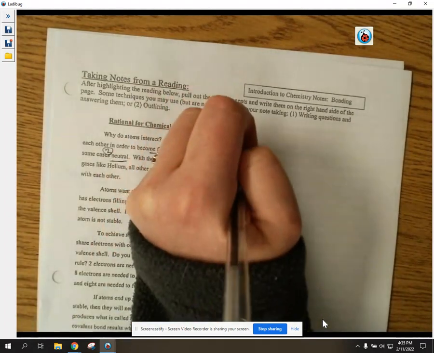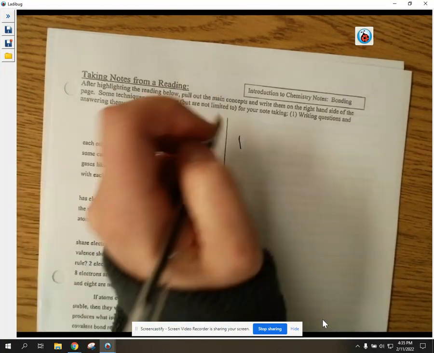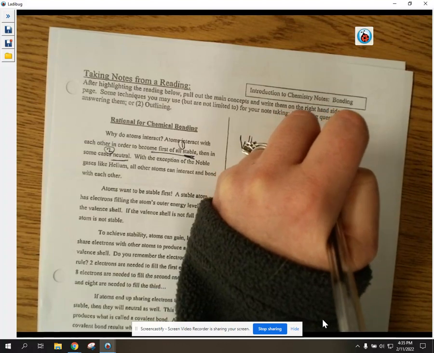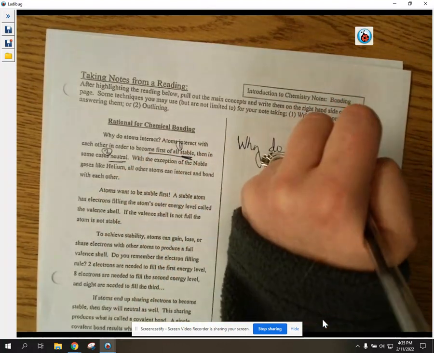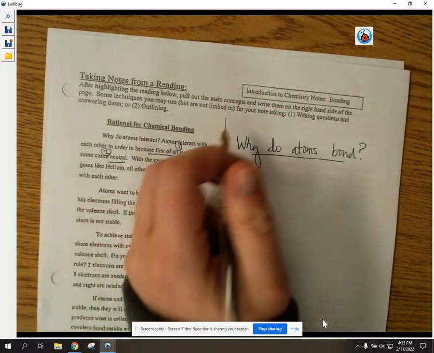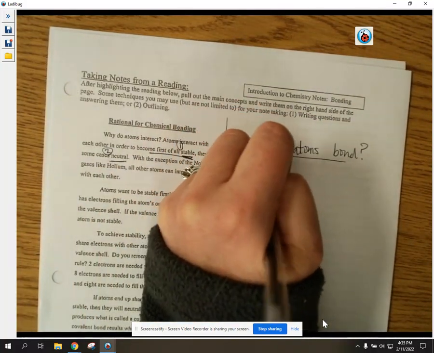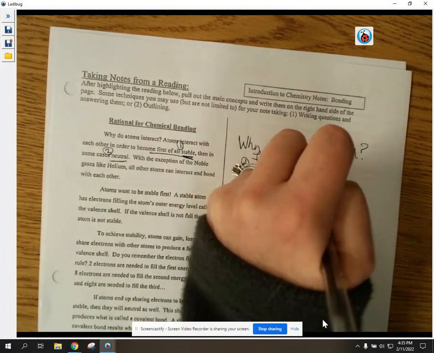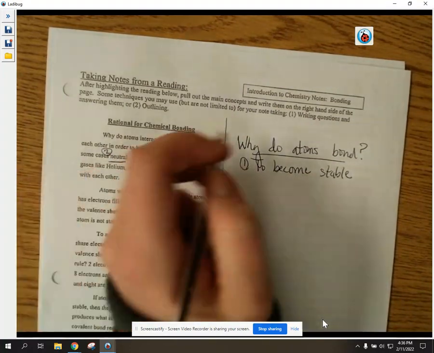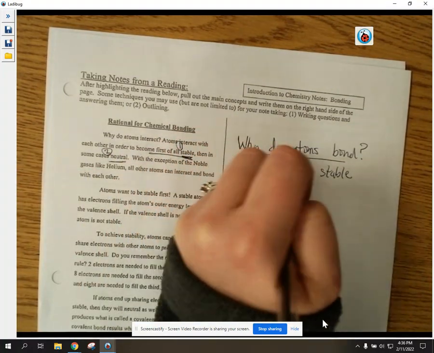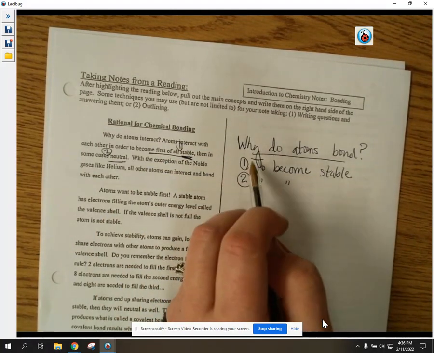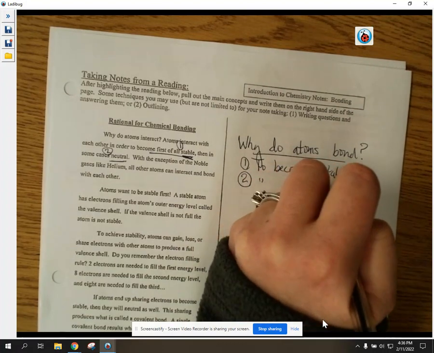Okay, so what is this article about? Why do atoms interact? I'm going to go ahead and say, why do atoms bond? Because that's how they interact. Anyway, why do atoms bond? So the first reason was to become stable. And the second reason, as it said, was to become neutral if necessary. You guys know that these little quotation marks under here mean that you're just bringing that word down to become neutral.